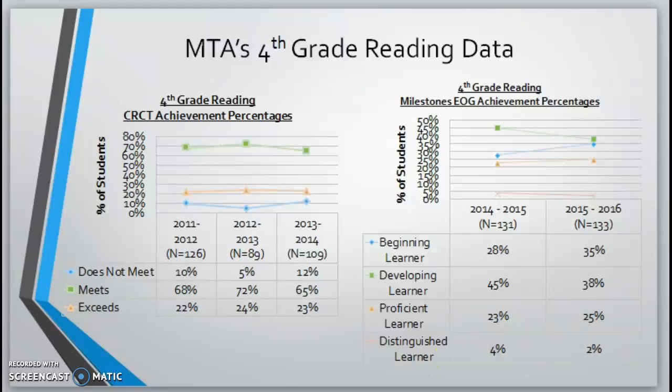MTA's fourth grade reading scores decreased between 2011 to 2014 from 90% to 88%. The most significant increase in achievement was during the 2012-2013 school year with 96%. Milestone data for fourth grade reading is similar to third grade reading scores, showing a decrease in overall student achievement with only a slight increase in the proficient learners category.